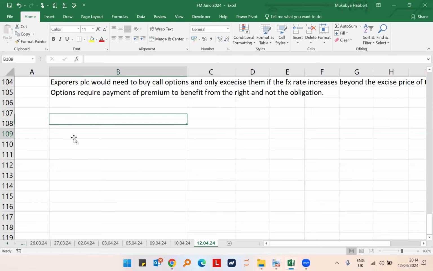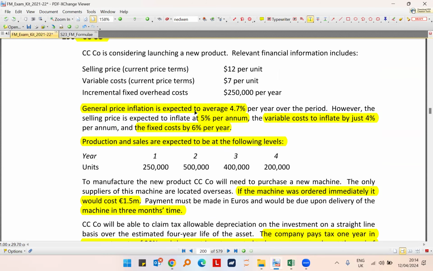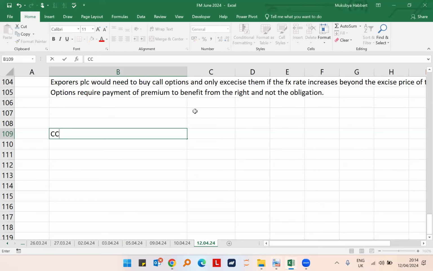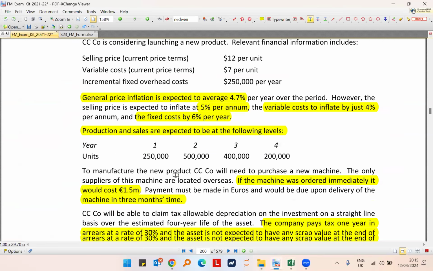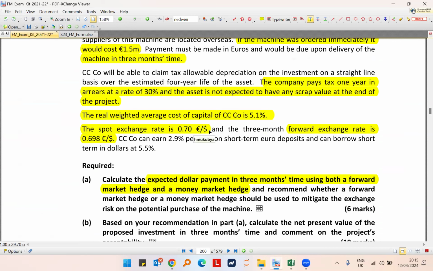So this question here is called CC core. Let us first look at part A, but let us consider the forward rate. The forward rate is always very easy. So the spot is 0.7, and the way they have given us the spot, they haven't given us two things whereby we have to choose whether we are buying or selling. So they have removed that ambiguity.